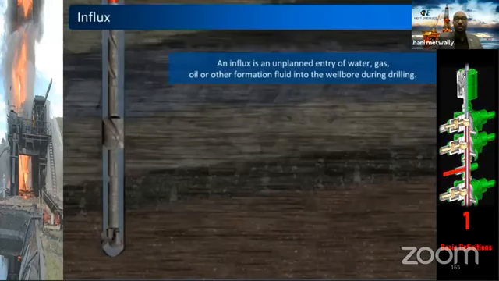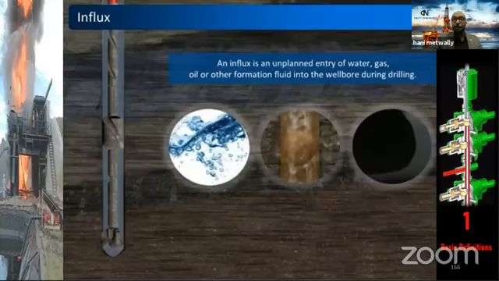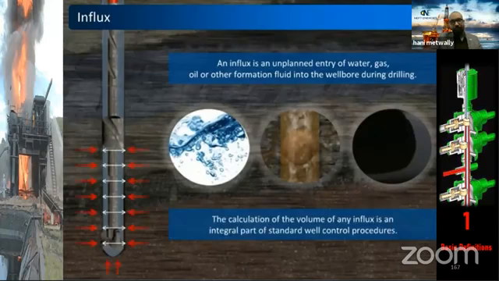Okay, what is the meaning of kick or influx? Actually, if we have an influx, it means we have an unplanned, uncontrolled, undesired entry of formation fluid. And the formation fluid can be water, gas, or oil. So we have an unplanned entry of water, gas, or oil on the bottom. Remember, the influx is still on the bottom. And the size of the influx is very, very important. Once we have an influx and we need to control the situation, we need to consider that the size of the influx will affect our well control operation.